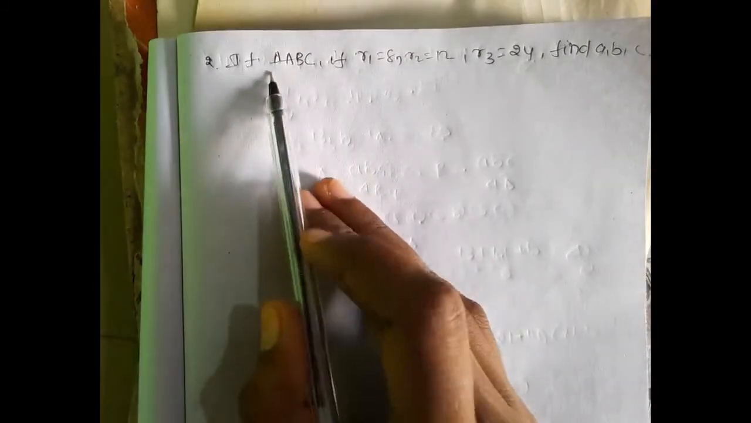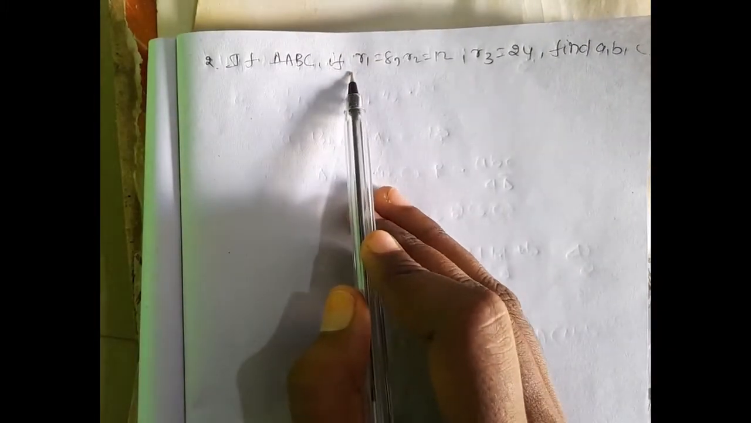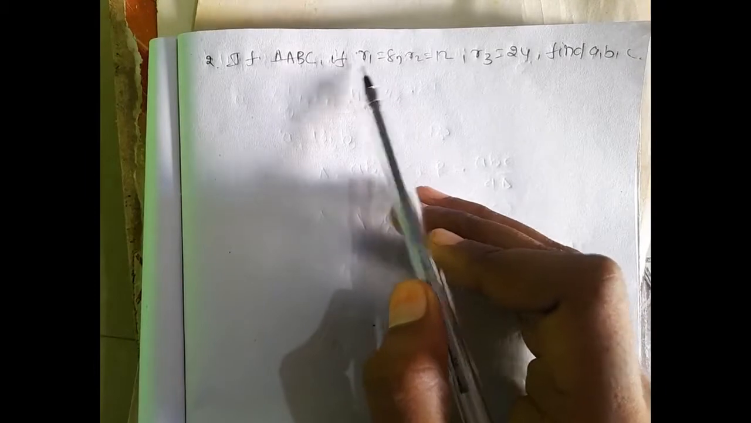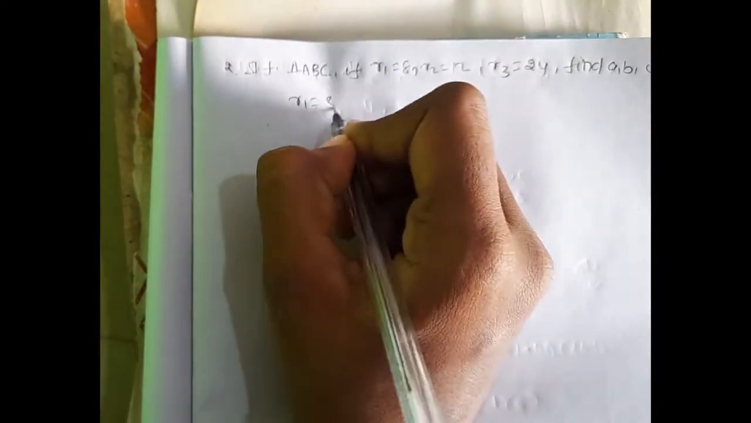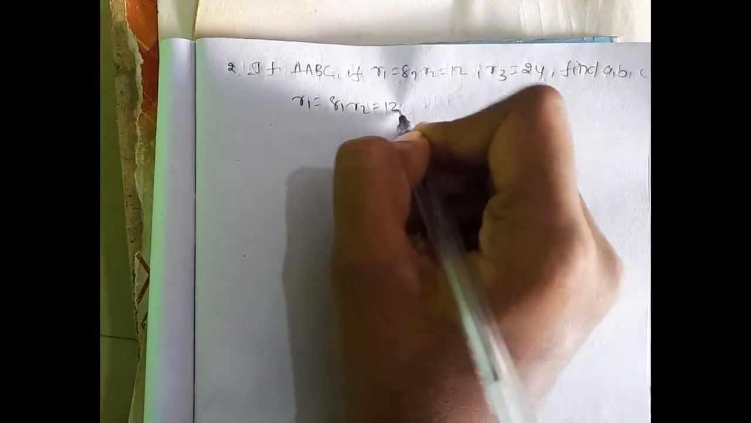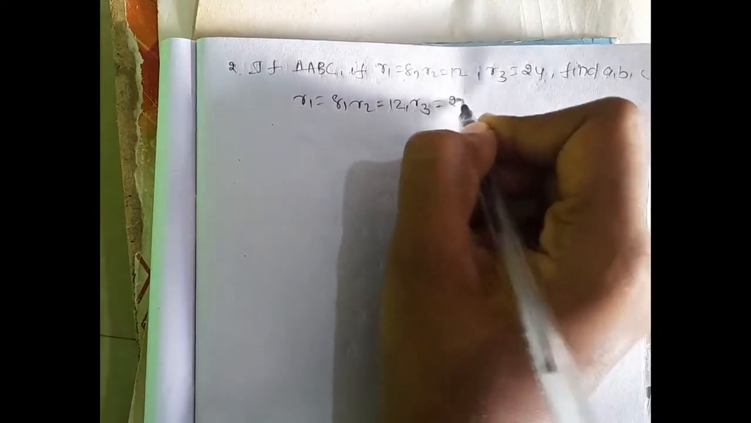The next question is: in triangle ABC, if R1 equals 8, R2 equals 12, R3 equals 24, then find a, b, c. The given values are R1 equals 8, R2 equals 12 and R3 equals 24.